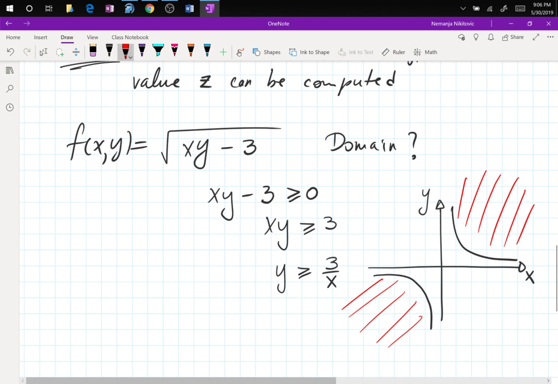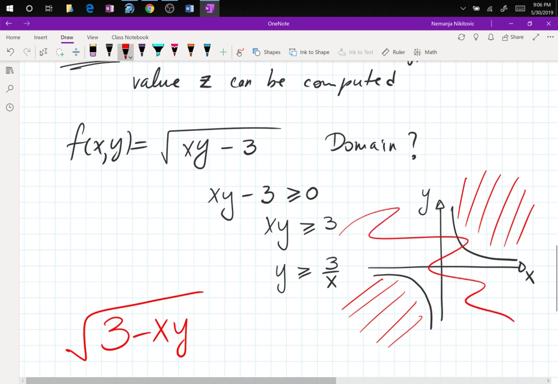Now, is there a way for me to actually shade this in reversed order? The answer is yes. All I need to do is to write 3 minus xy under the root. Then we will shade the middle and not shade the other two. Right?